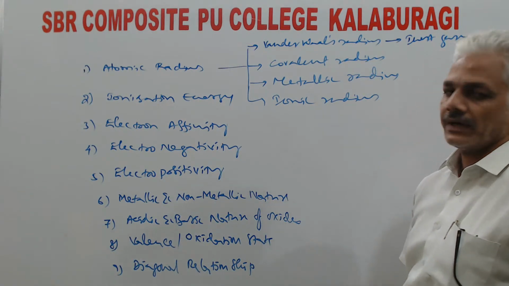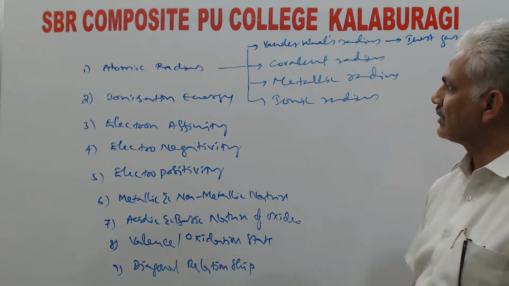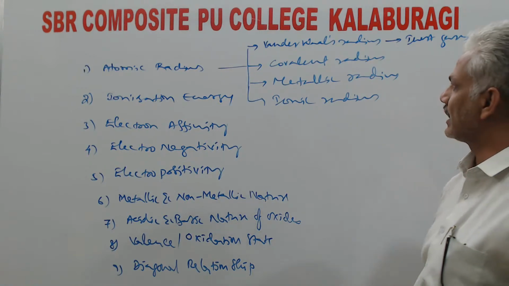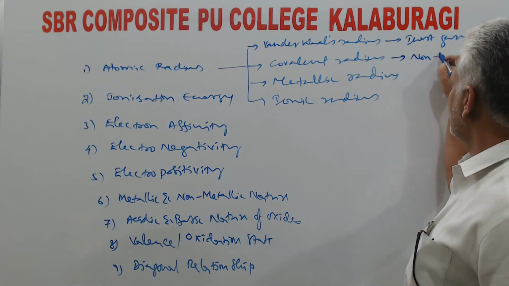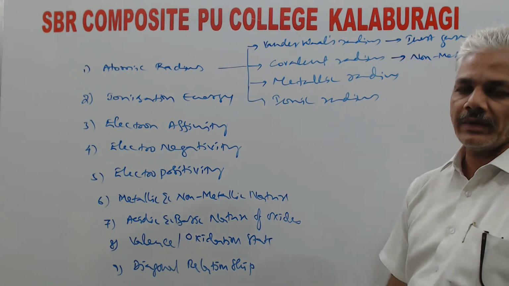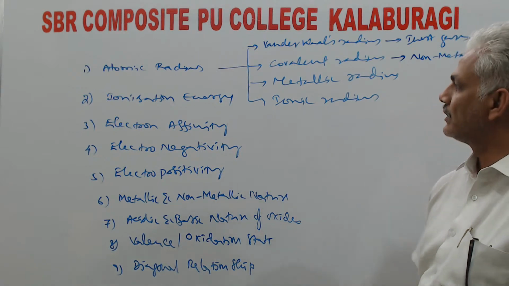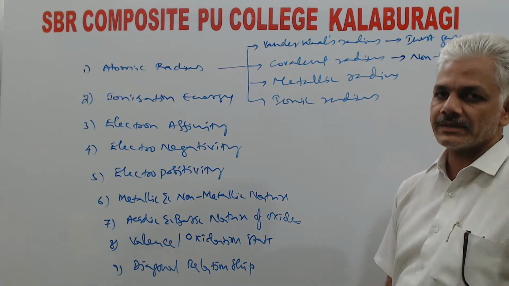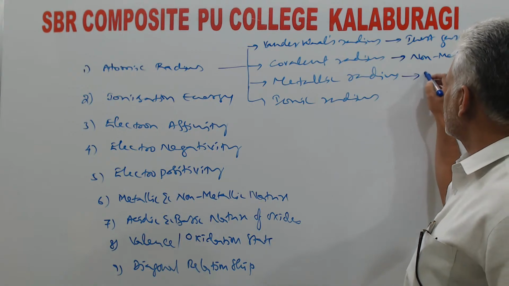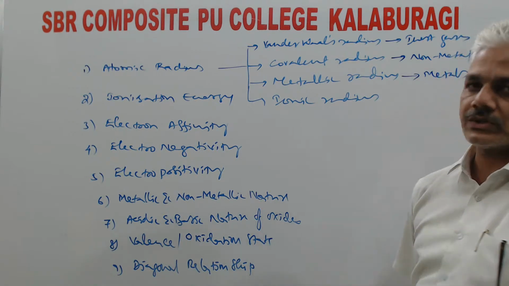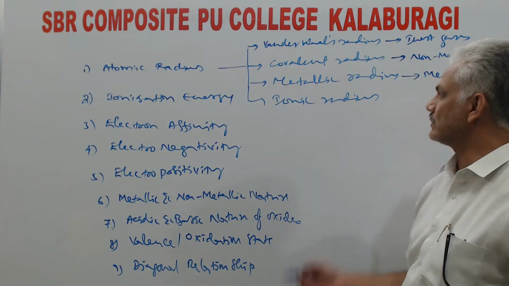Covalent radius is defined as half the internuclear distance between two atoms that are bound by means of a covalent bond. This term covalent radius is generally used for non-metal atoms. Metallic radius is defined as half the internuclear distance between two metal atoms bound by means of a metallic bond in the crystal lattice. So, as the name indicates, it is used for metals. The same metallic radius can be used for metalloids also.